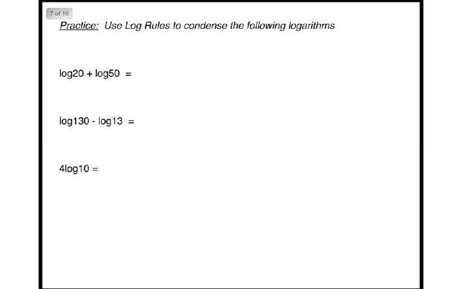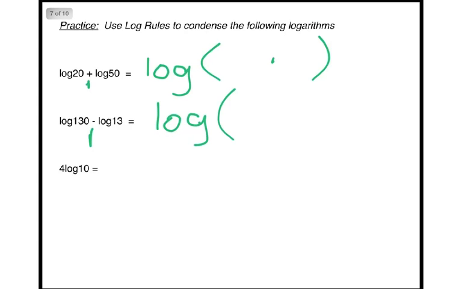Here is some practice to condense logarithms using the same rules. Remember that addition will turn into the log of a product, where you're multiplying the two numbers together, and subtraction will become the log of division, where you actually have a fraction. And then the power rule states that the number being multiplied by the logarithm can become the exponent of the argument. Go to the next page to see the answers.